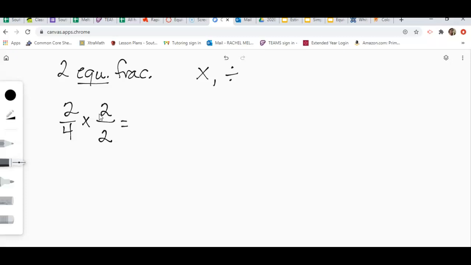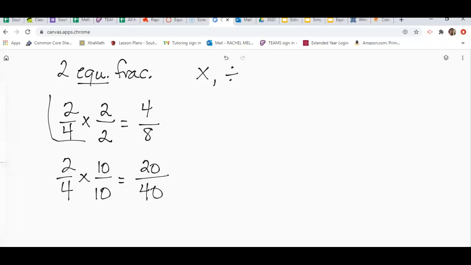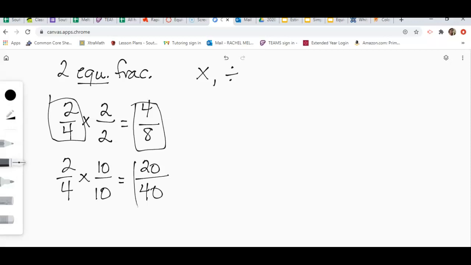Okay, so 2 times 2 is 4, and 4 times 2 is 8. So 1 equivalent fraction to 2/4 is 4/8. Okay, I could choose to then multiply again. Let's say this time I want to multiply by 10. That's perfectly fine, as long as I do 10 on the top and 10 on the bottom. So 2 times 10 is 20, and 4 times 10 is 40. So 2/4, 4/8, and 20/40 are all equivalent.